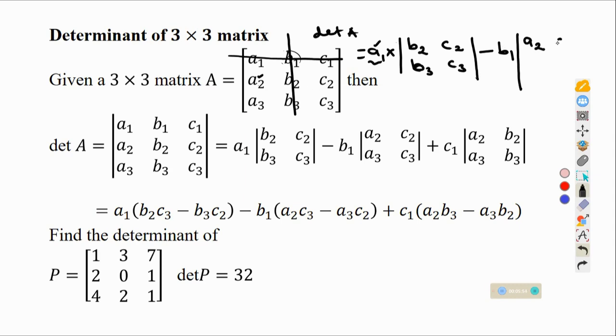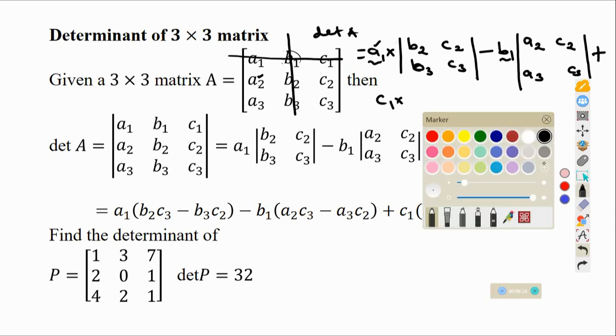So get the determinant of the remaining entries, A2, C2, A3, C3. Then multiply it together with B1. Then again add. Next we have C1. So we shall have C1 times, again let us do the same.